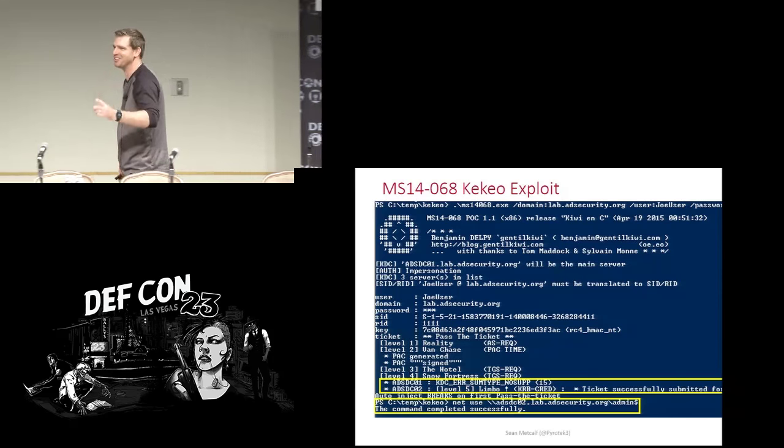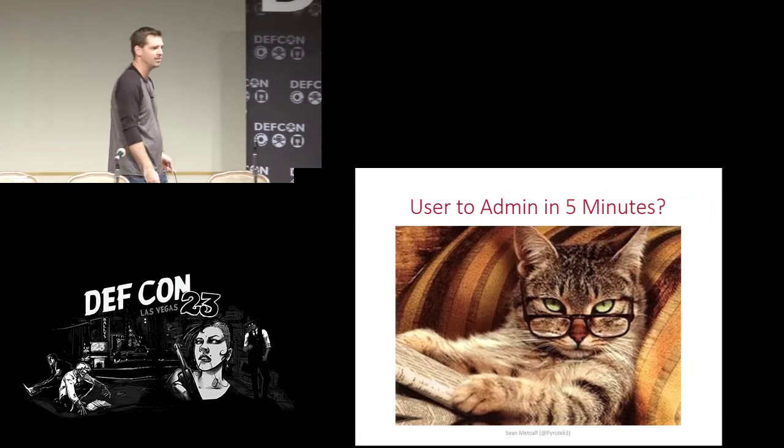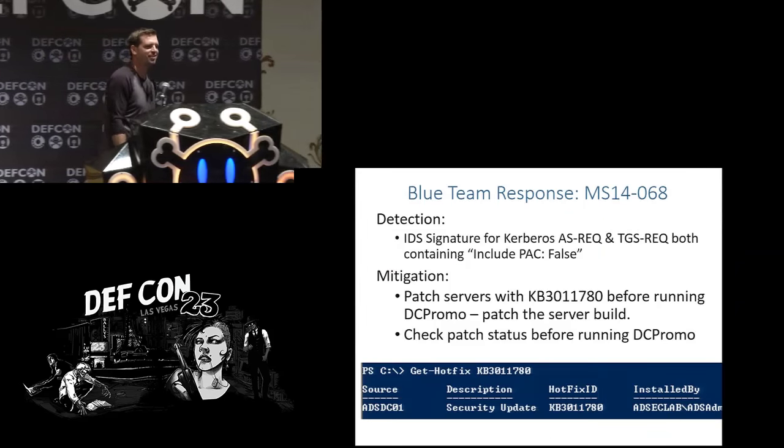So you have one DC that's unpatched, doesn't matter. We can pass that ticket to another one. So yeah, Kekeo says user admin, 5 minutes.